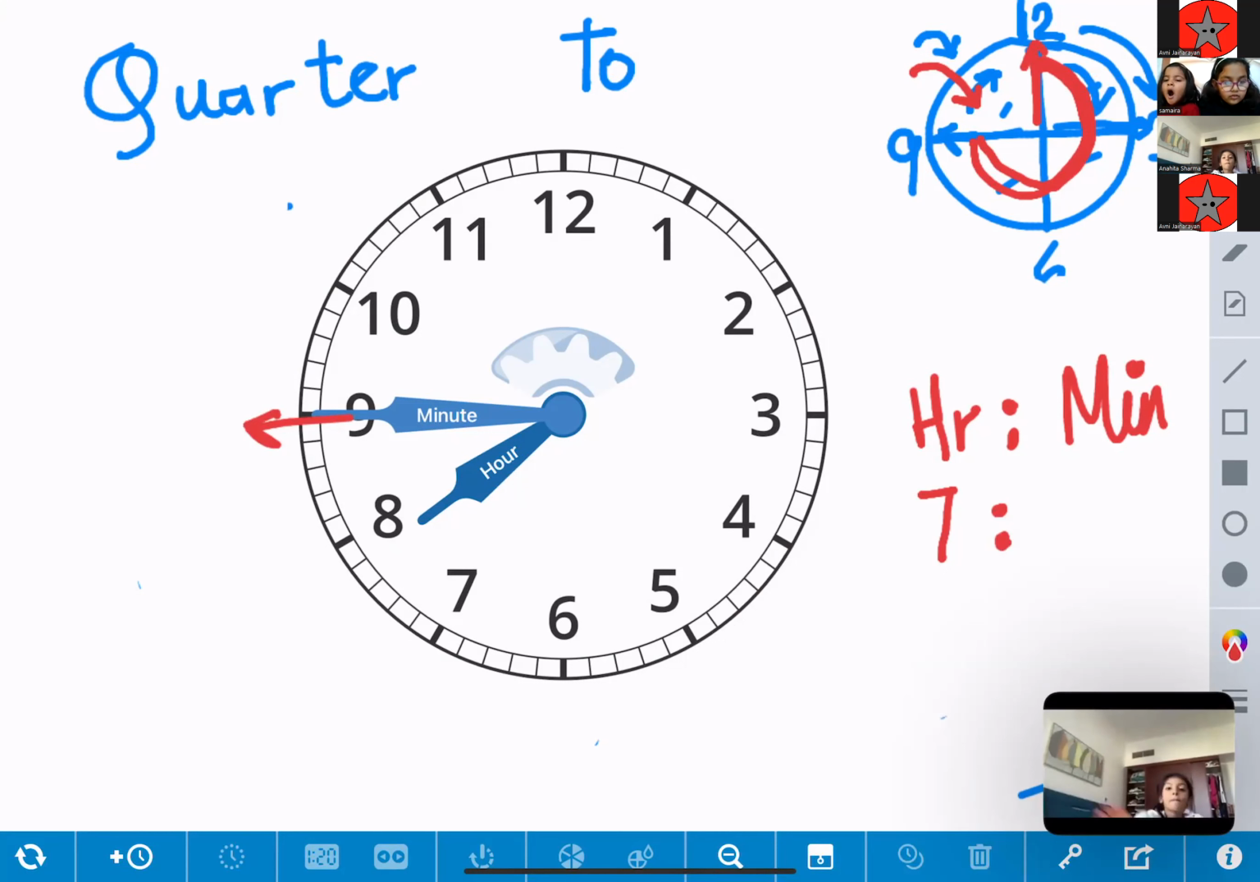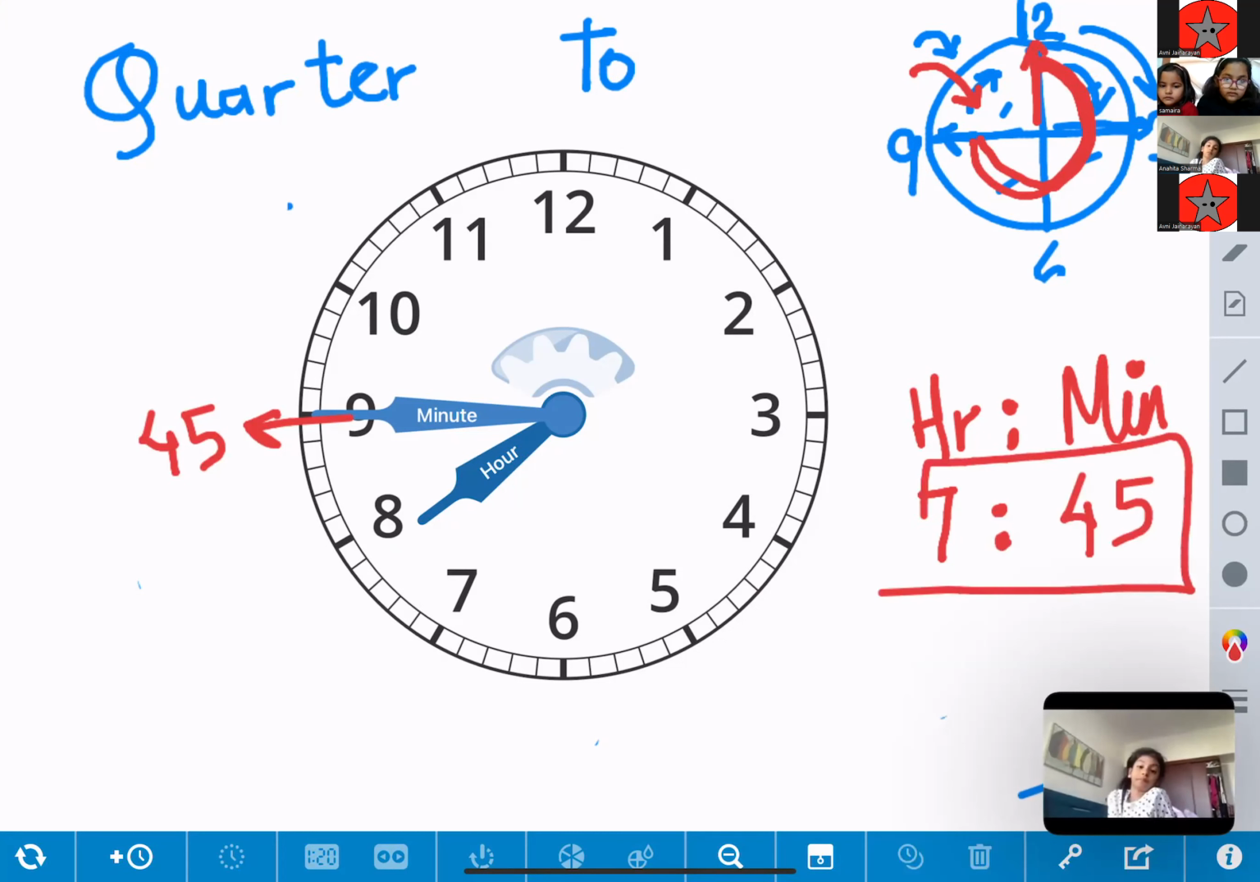Can you tell me what is the minute value of this particular hand? What is 9 times 5, Anahita? 9 times 5 is 45. Yes, and it's the timetable of 5, right? So when I see the minute hand on 9, I'm not going to say 9, I'm going to say 45. So this is the value.